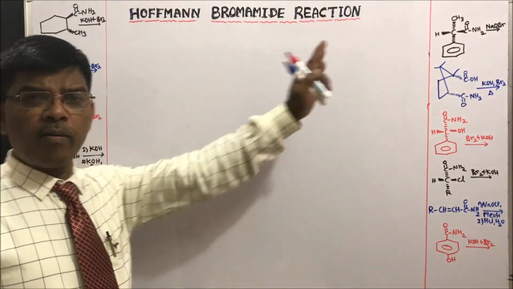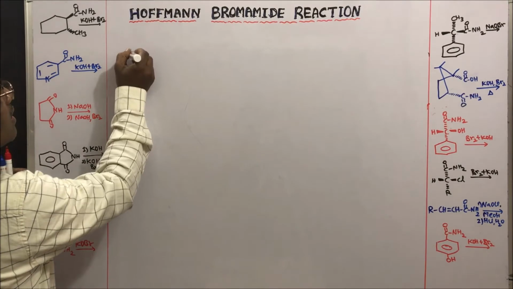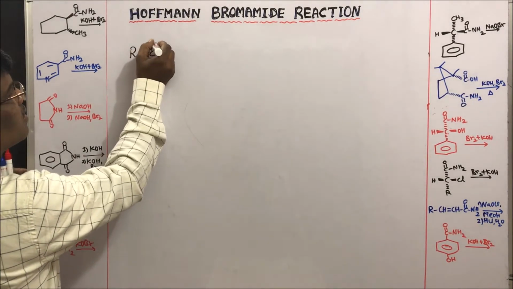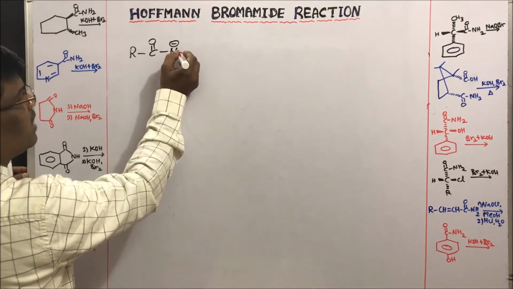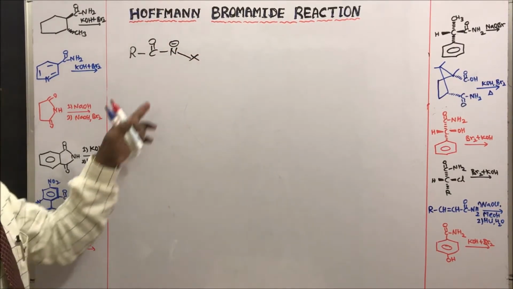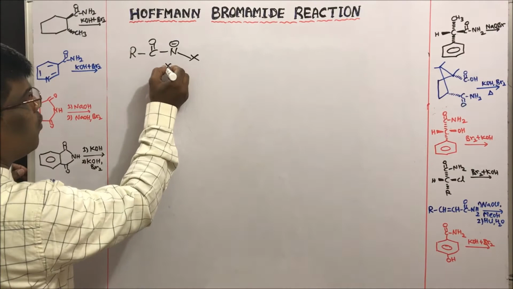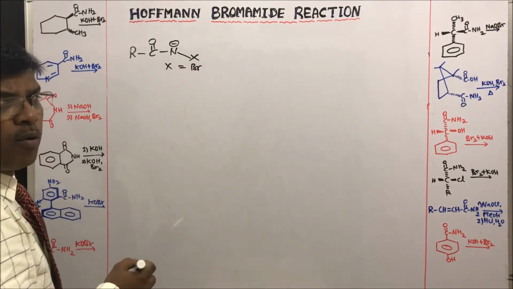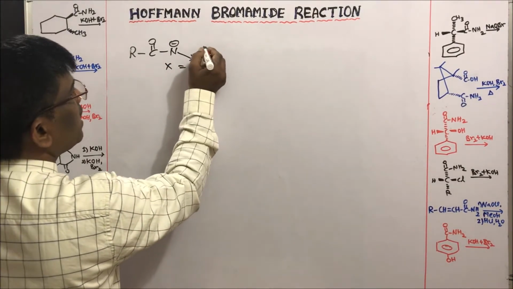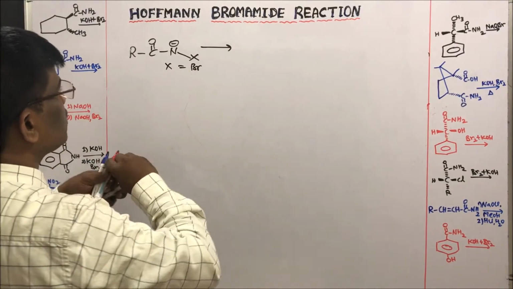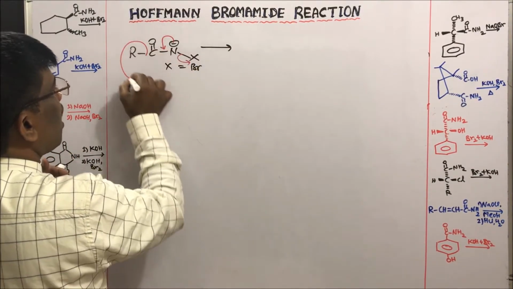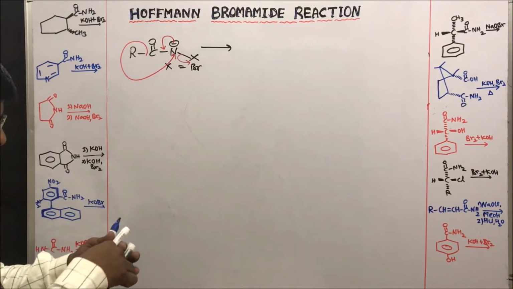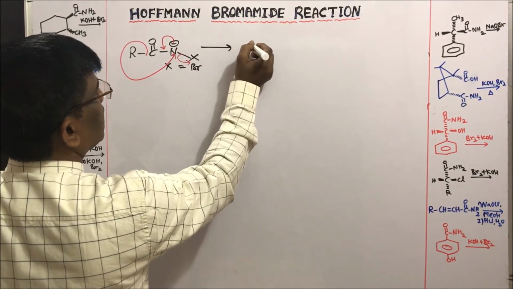The mechanism of the Hoffman bromide reaction: if I write this, the nitrogen is electron deficient and the leaving group here, X, is bromine. In the Hoffman bromide reaction, X is bromine. It is going to form isocyanate. Bromide goes out, this comes here, and R migrates onto nitrogen to give isocyanate.